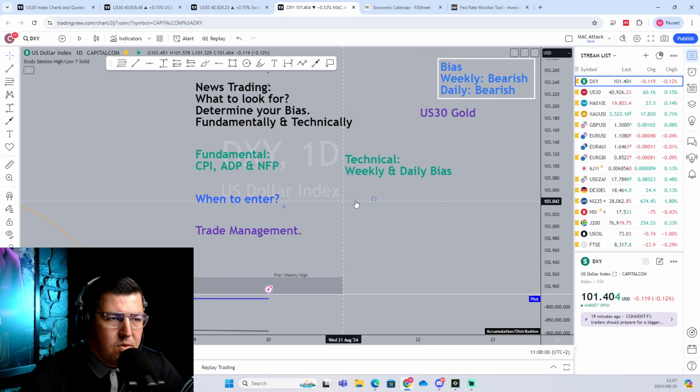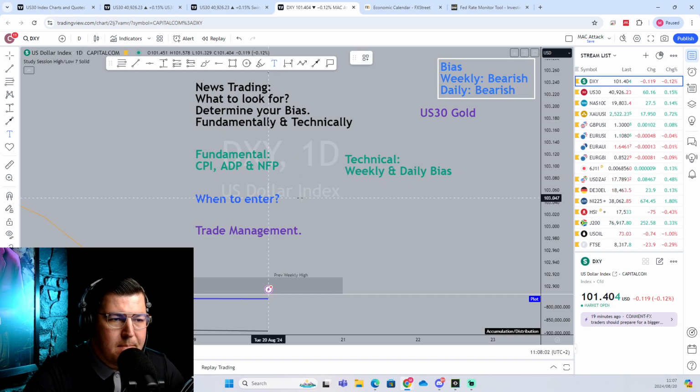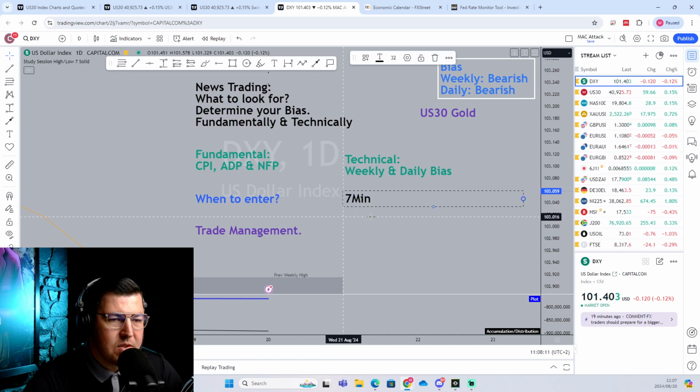So we, as a rule, enter 7 minutes before the event. That is the sweet spot. We're still going to get some positions in. That is when we start placing our positions.